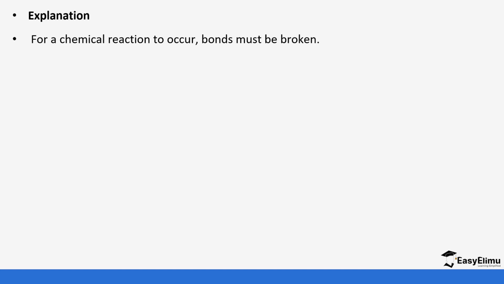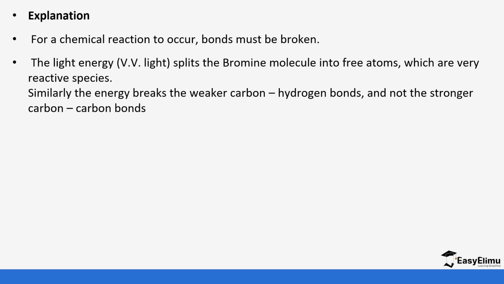Why is that possible? For a chemical reaction to occur, bonds must be broken, just like we will say when we come to thermochemistry. The ultraviolet light that comes from the UV lamp causes the bromine molecule to split. Remember, bromine is bonded to another bromine by a strong covalent bond. So this energy causes the bond to break to form free atoms, which are very reactive. The same energy from the light also helps to break the carbon-hydrogen bond.